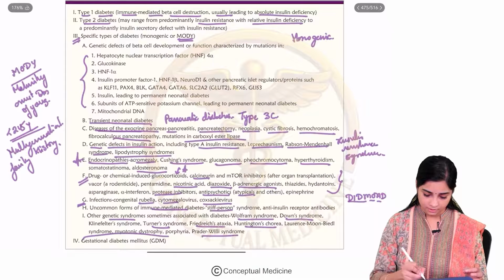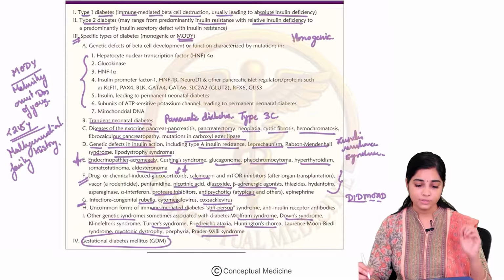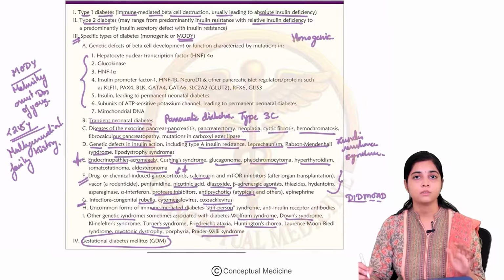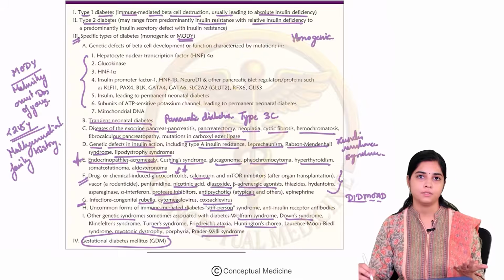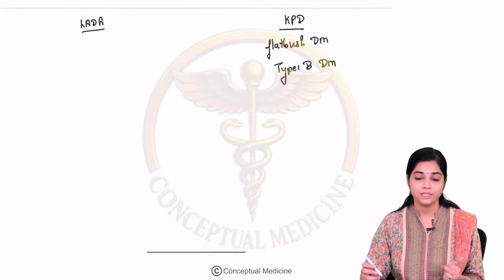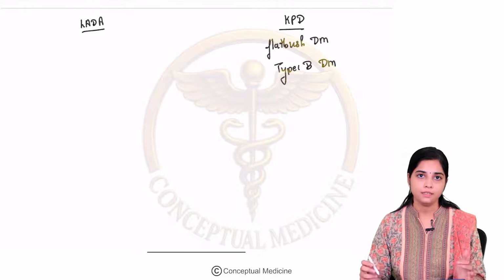Lastly, never forget your gestational diabetes mellitus in your pregnancy. Okay. So this is your whole list for the causes of diabetes. So please do not think that it's only type 1 and type 2. There are a lot of other causes for diabetes. Okay. Now let us move on to the next type of diabetes and two terms that you should be aware of, which are your LADA and KPD.